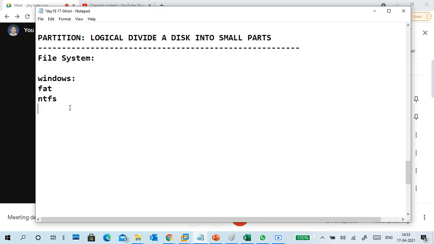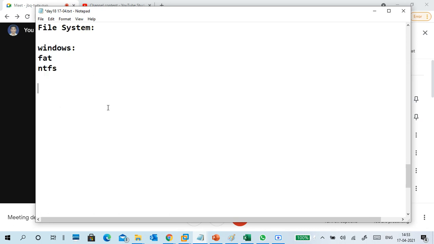Like EFS, encrypted file system, like that. So there are main file systems. It is just a file system.